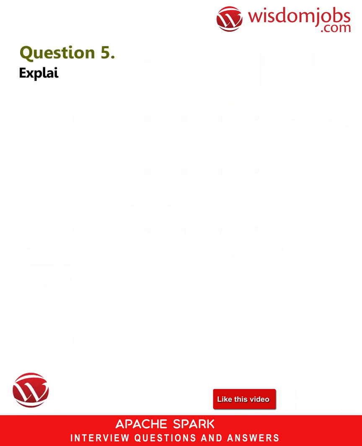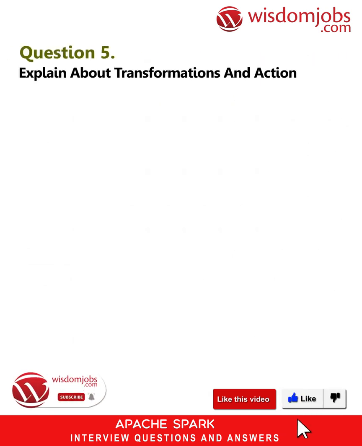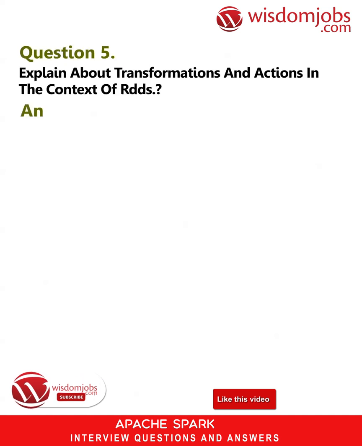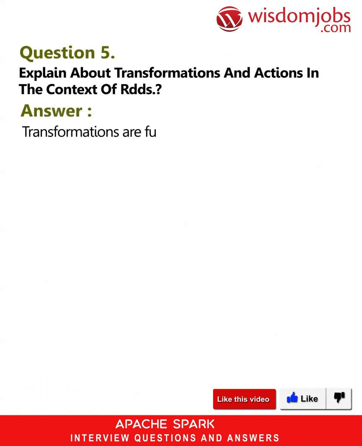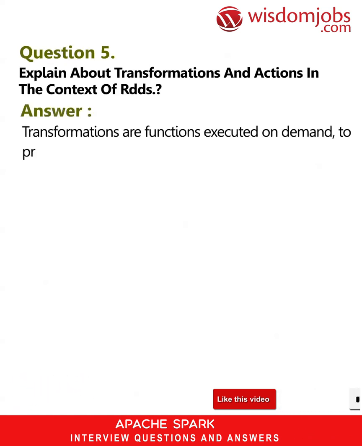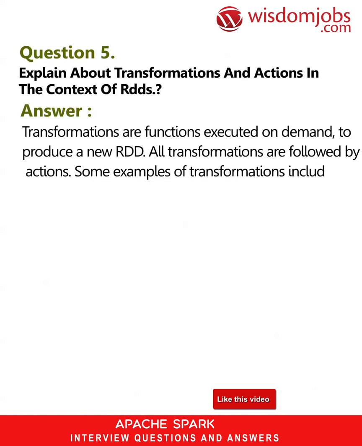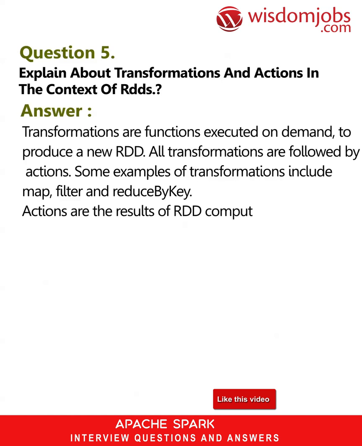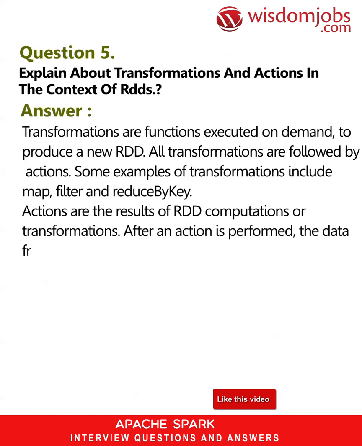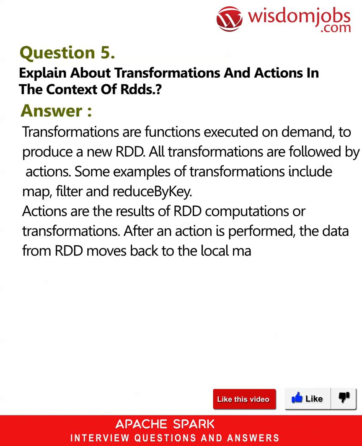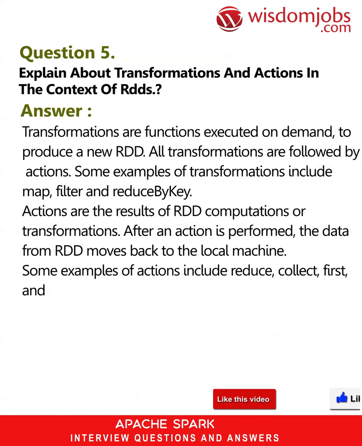Question 5. Explain transformations and actions in the context of RDDs. Answer. Transformations are functions executed on demand to produce a new RDD. All transformations are followed by actions. Some examples of transformations include map, filter and reduceByKey. Actions are the results of RDD computations or transformations. After an action is performed, the data from the RDD moves back to the local machine. Some examples of actions include reduce, collect, first, and take.